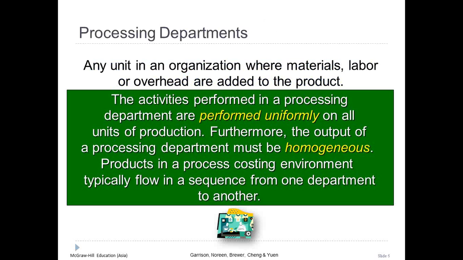A processing department is any unit in a company or organization where materials, labor, or overhead are added to the product. The output from a processing department is homogeneous, that is, they all appear the same. Products in a process costing environment typically flow in a sequence from one department to another.